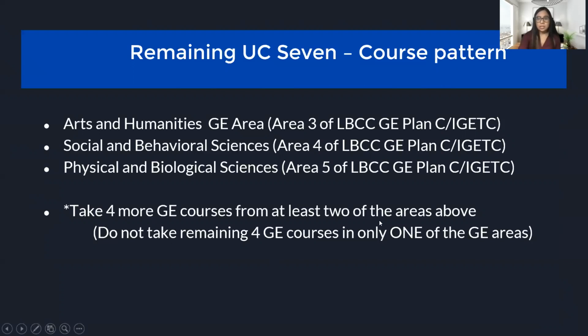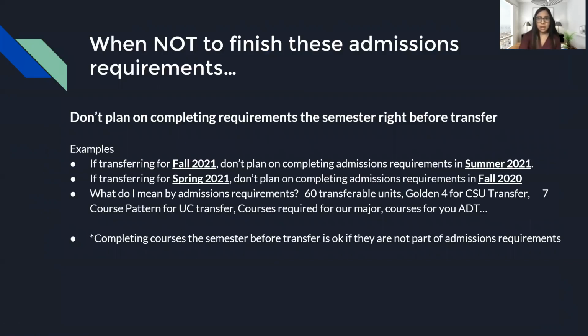And as we move on to the next slide, we're going to talk about when not to finish these admission requirements. One important thing for students to know is that you do not want to plan on completing the requirements the semester right before the transfer. For example, if you're transferring for fall 2021, you don't want to plan on completing the admission requirements in summer 2021, which is a semester prior to fall 2021.